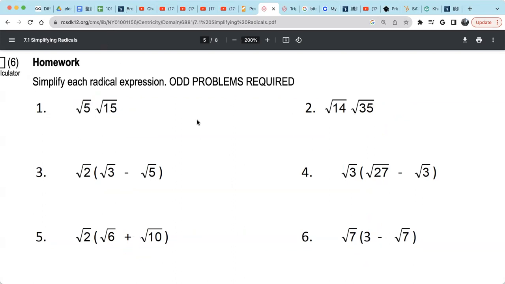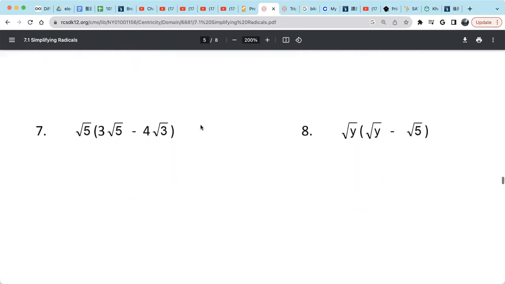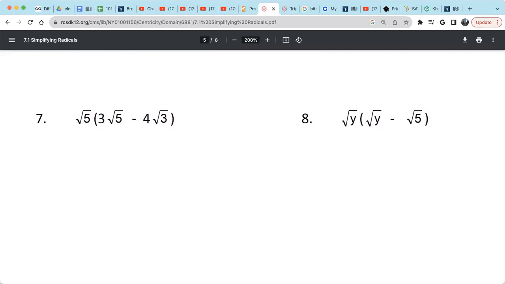Let's see if I have more. Yes, we do. Okay, these are the last two. Let's do these with variables. Number 8 has a variable. Let's see number 7 first. Again, we know we need to multiply those two, and these two. So multiply these two, we see square root 5 squared, that just becomes 5. So 5 times 3, which is 15. Then minus 4 times square root 5 times square root 3.